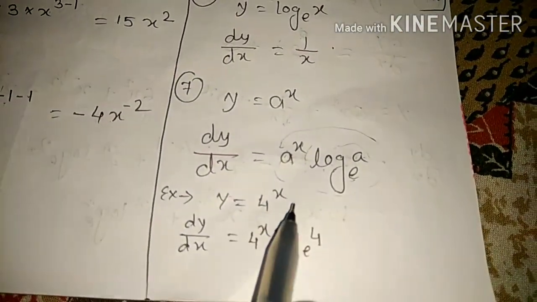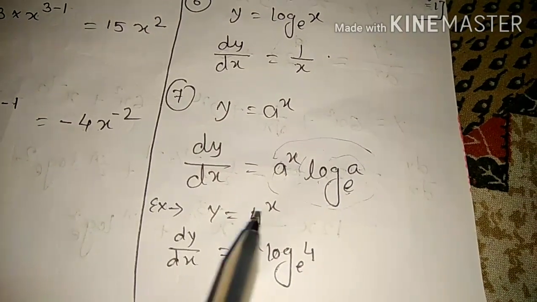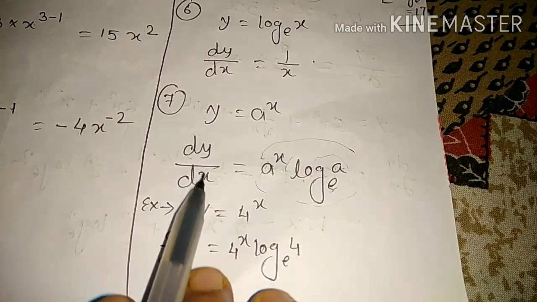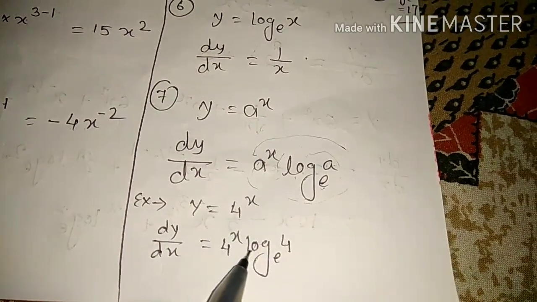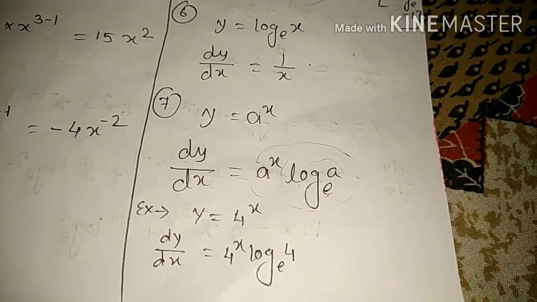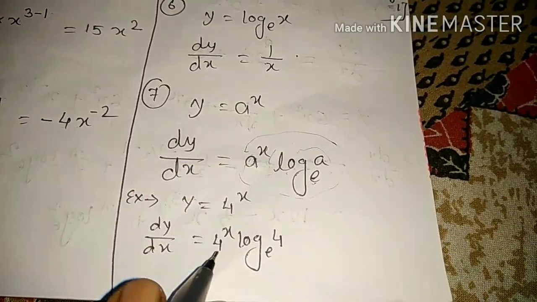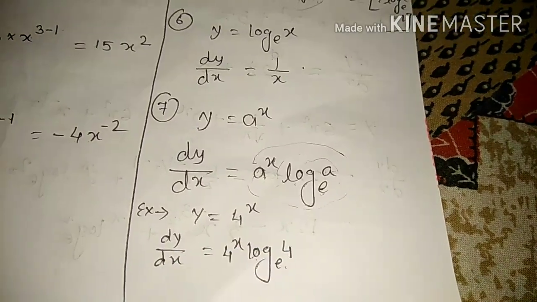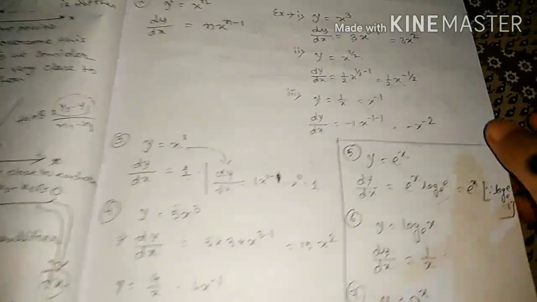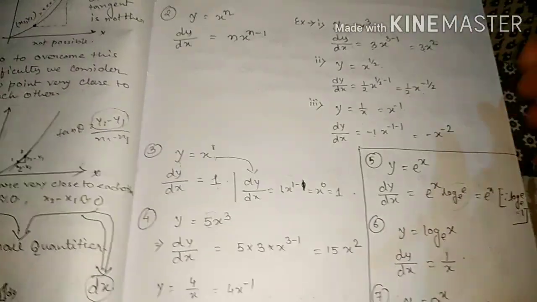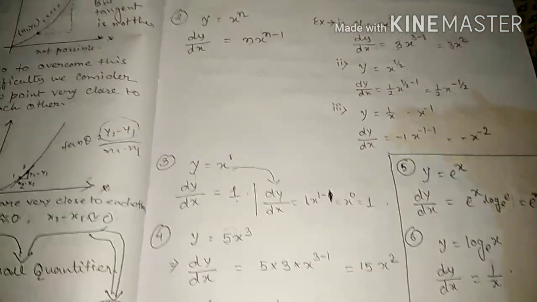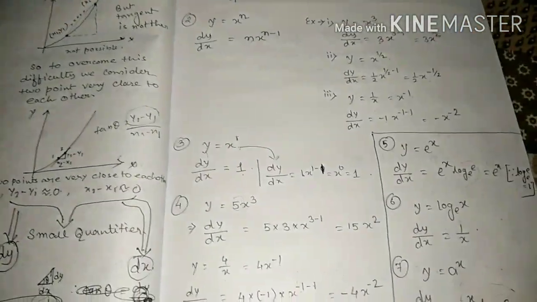So let's take one example. If a is any numerical value, say y equals 4 to the power x, what is the value of dy by dx? It is 4 to the power x log base e of 4. Here a means 4, so 4 to the power x log base e 4. These are formulas you should also write in your copy. Just solve these problems one by one, then you can understand the formula. It's very easy.